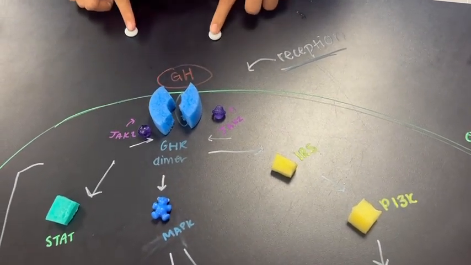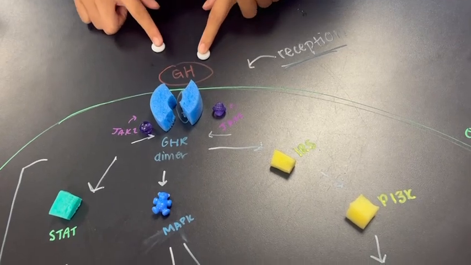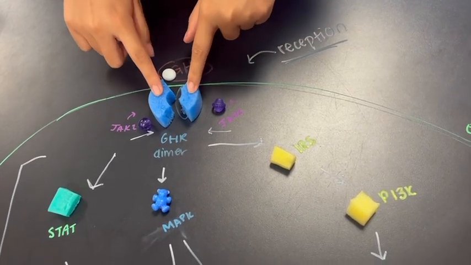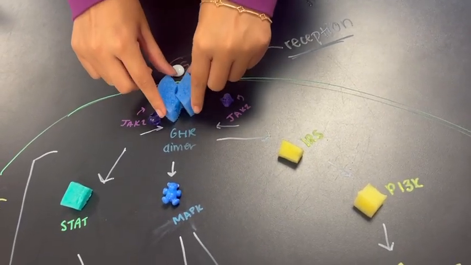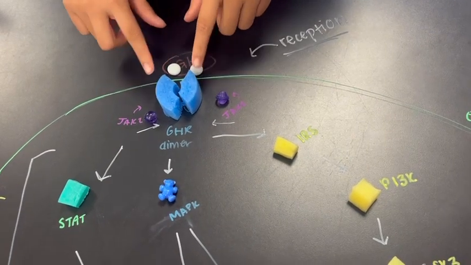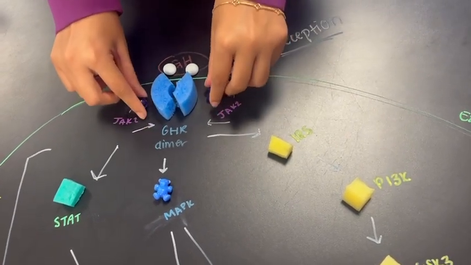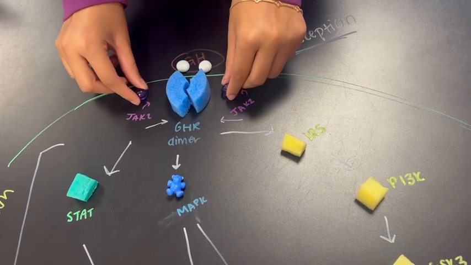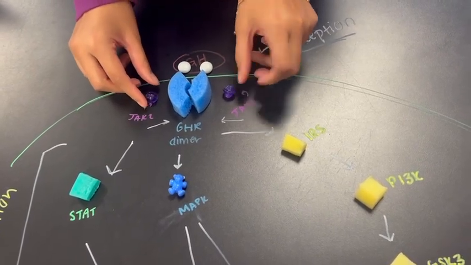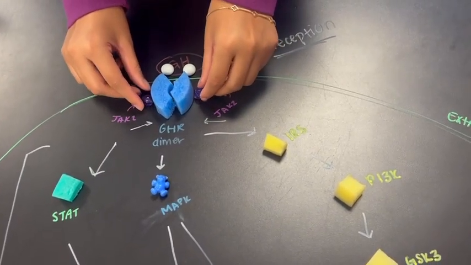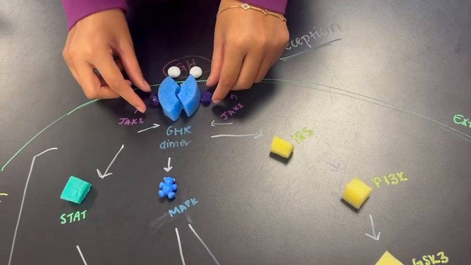Two growth hormone ligand molecules will come in and attach to the growth hormone receptors, causing them to come together to form a dimer. Once the dimer comes together, it activates the tyrosine kinase that is specific to the growth hormone, which is JAK2, and when it becomes activated, it's phosphorylated.